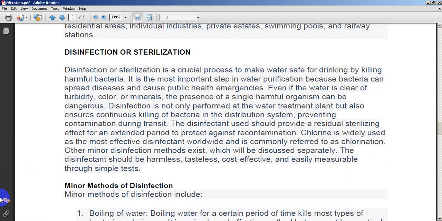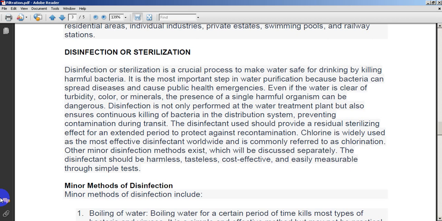Disinfection or sterilization. Disinfection or sterilization is a crucial process to make water safe for drinking by killing harmful bacteria. It is the most important step in water purification because bacteria can spread diseases and cause public health emergencies. Even if the water is clear of turbidity, color, or minerals, the presence of a single harmful organism can be dangerous.